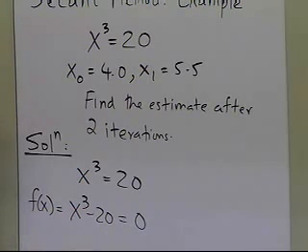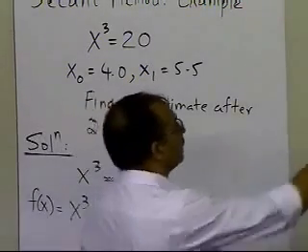So you do need to know what form the method works for. So it works in the form of f of x equal to 0. So x cube minus 20 is equal to 0. So we need to find the root of this particular equation, with my initial guesses being 4 and 5.5. So let's go and apply the formula.